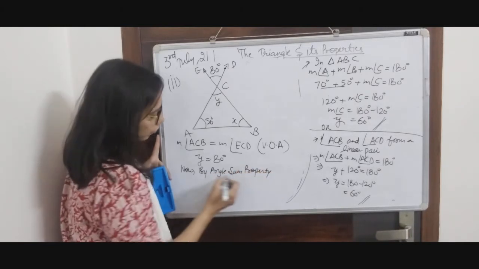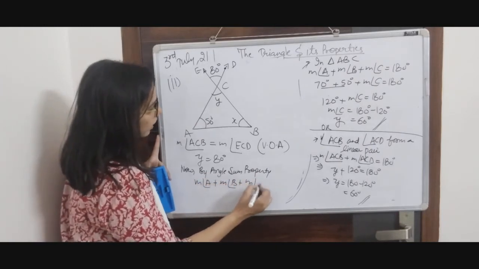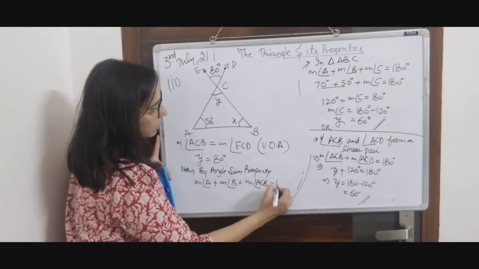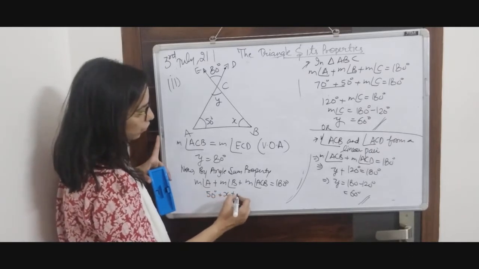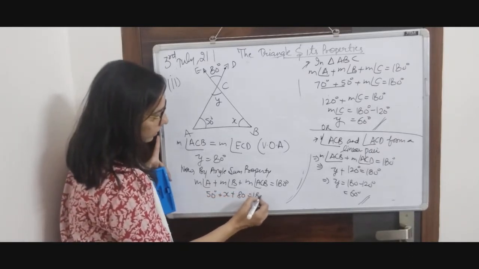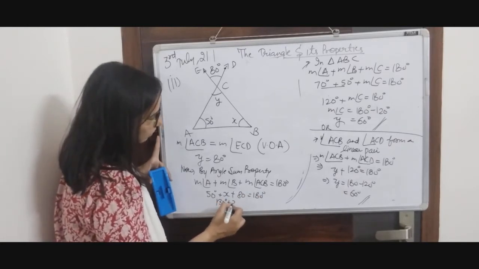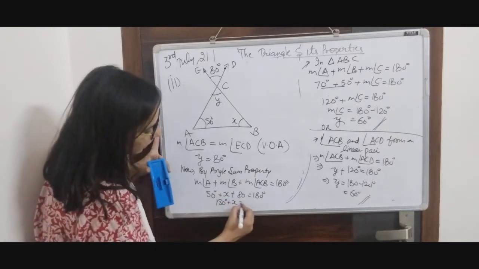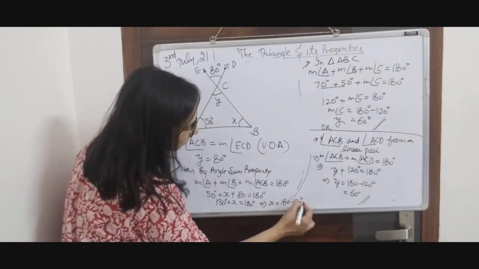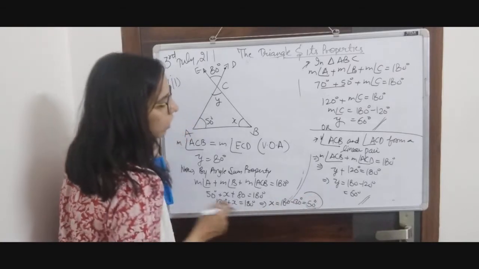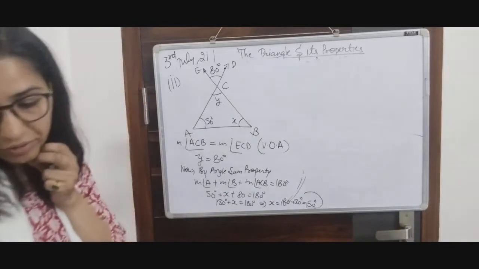the sum of measure of angles of a triangle. So measure of angle A plus measure of angle B plus measure of your angle ACB, which is angle C, should be equal to 180. Angle A is 50 degree, B is X and this is your Y, which is 80 degree, 180 degree. So your 50 plus 80 is going to be 130, 130 plus X is going to be 180, implies your X is going to be 180 minus 130, that is your 50 degree. This is going to be your answer. This was from the earlier question. So this is your answer.